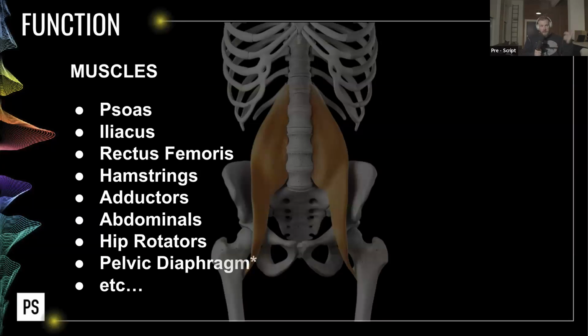Hip rotators. Ready? We're going to go real quick. Superior and inferior gemellus, right? Piriformis, obturator internus and externus, quadratus femoris. There are six muscles that we call the hip rotator group. That's them. Watch it back, write it down if you're so inclined, right?